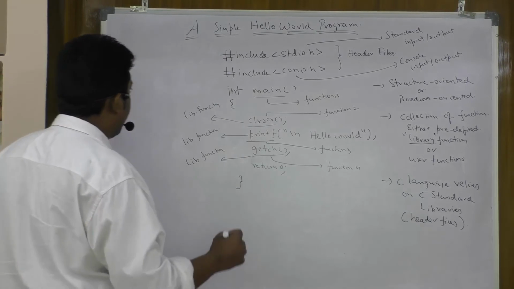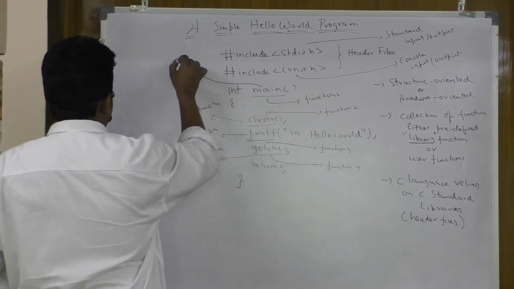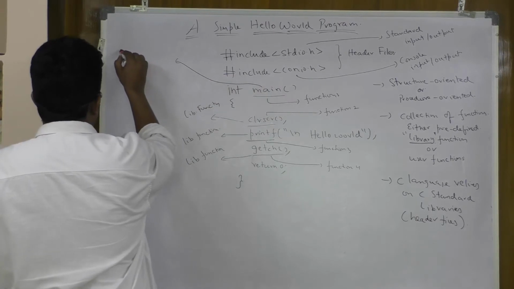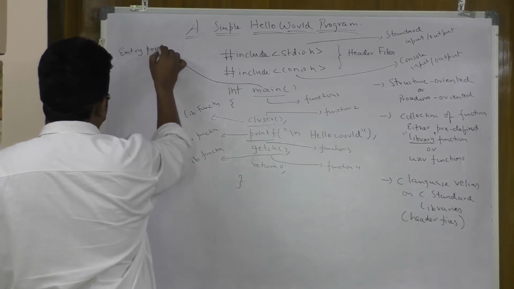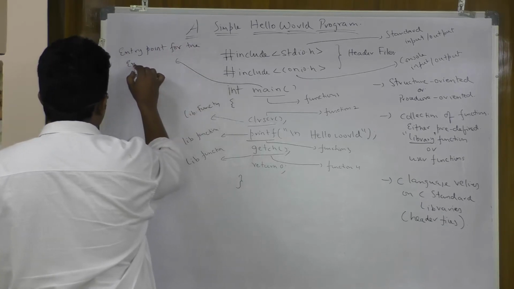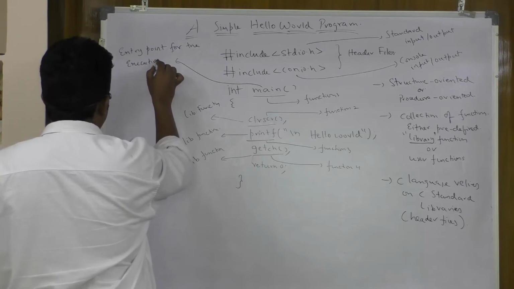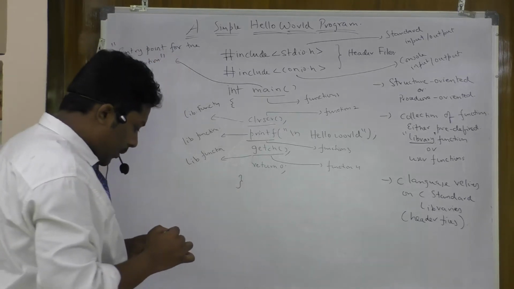And next, coming to the main. The main function is known as the entry point for the execution of the program. I have used the word entry point here. So what is an entry point?